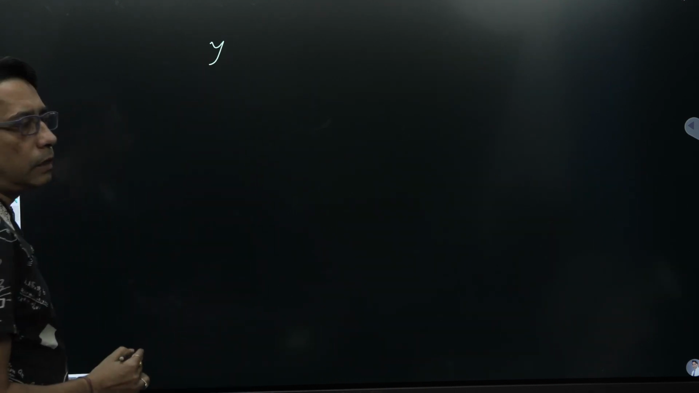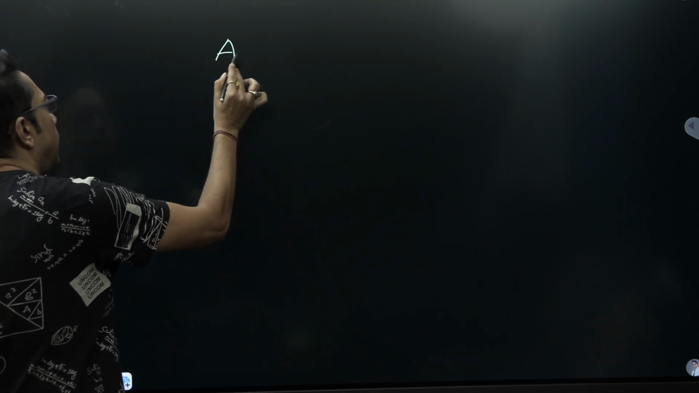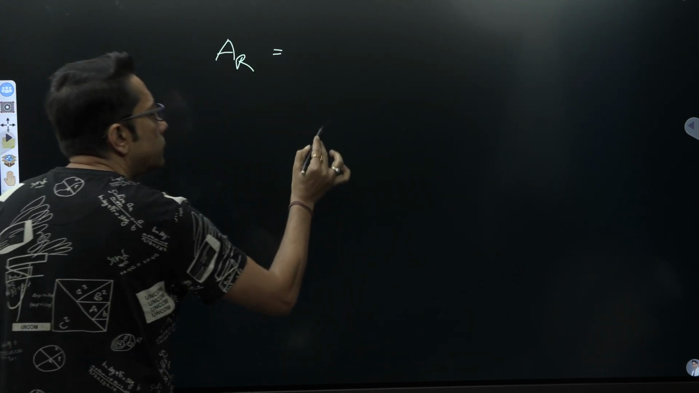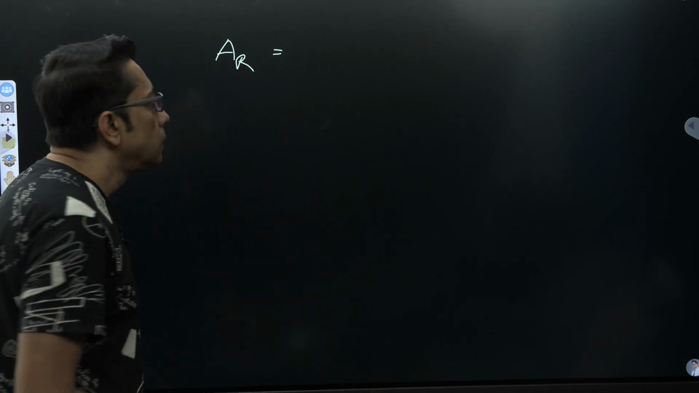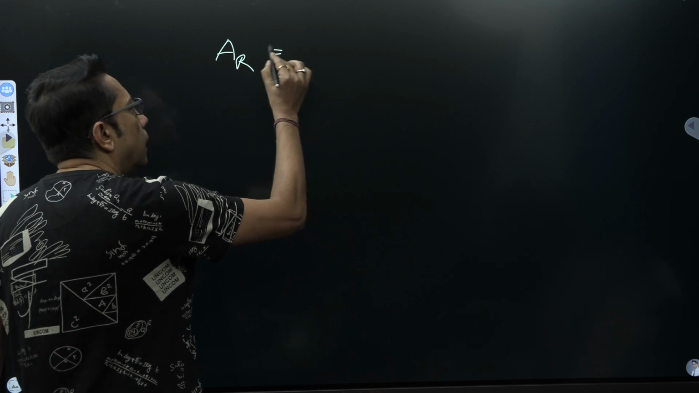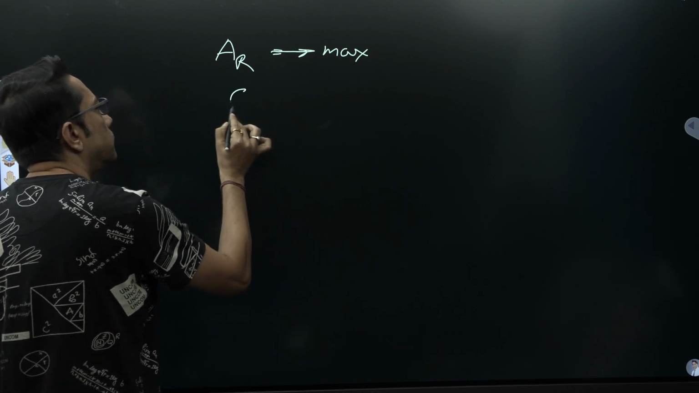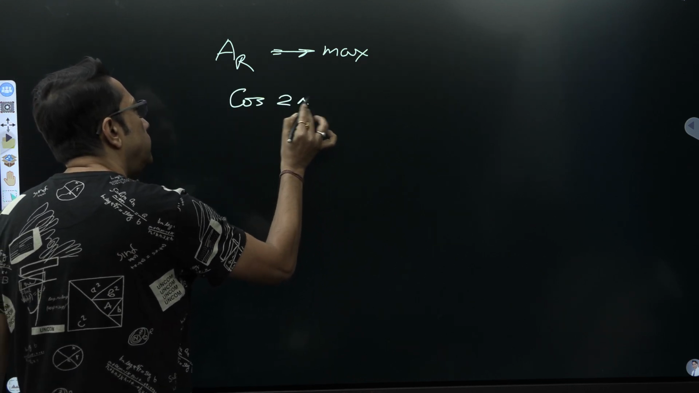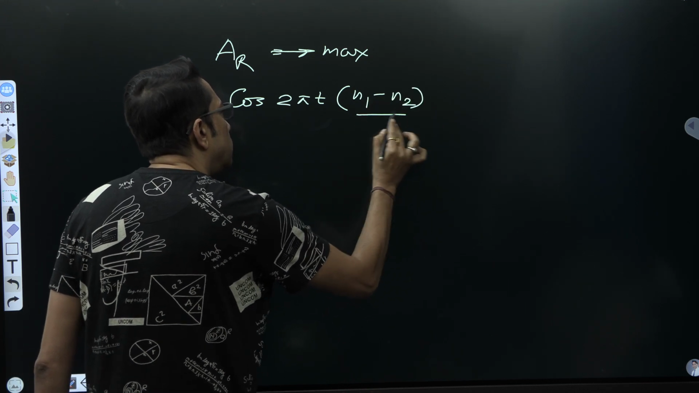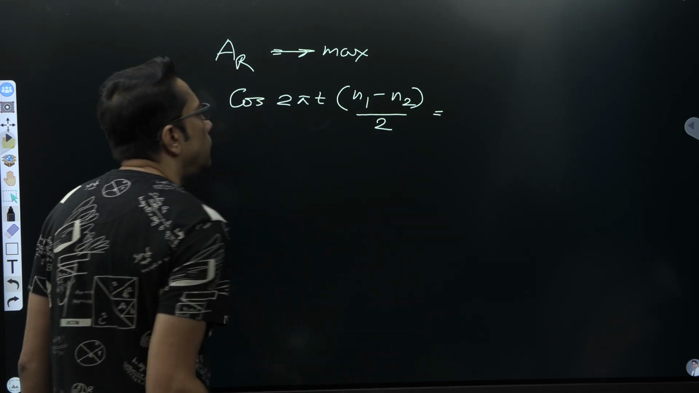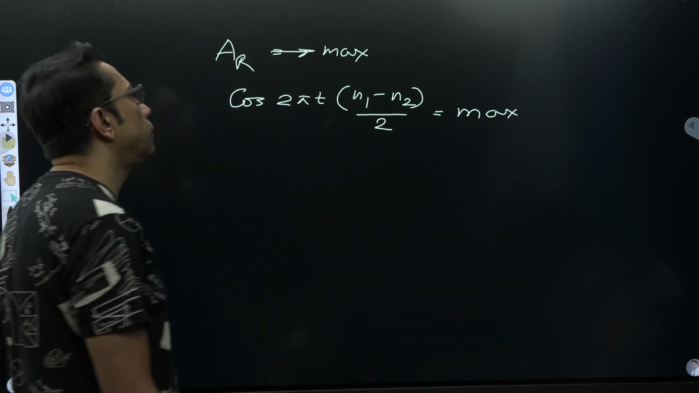Tell me what came on the last page. Let us write AR, that is the amplitude of the resultant wave, that was given by 2A. Leave 2, leave A, because those are constants. The variable part, AR, will become maximum if the variable part, that is cos of 2 pi t (n1 minus n2) by 2, is maximum. And what is the maximum value of cos theta?